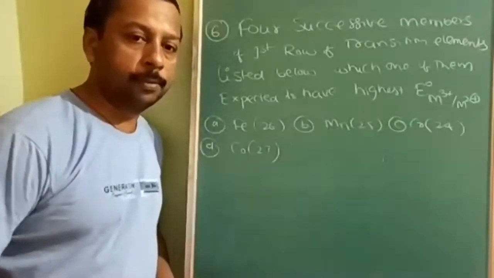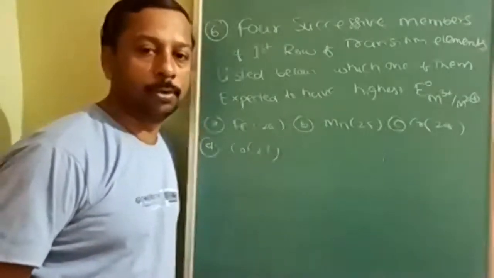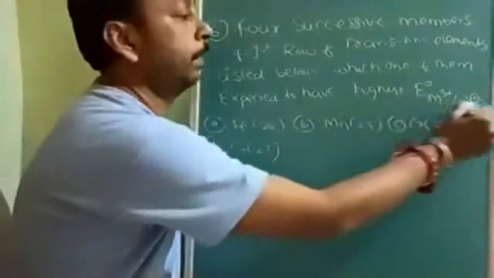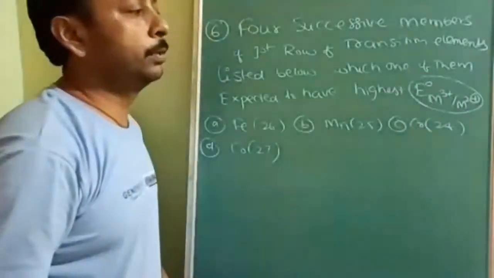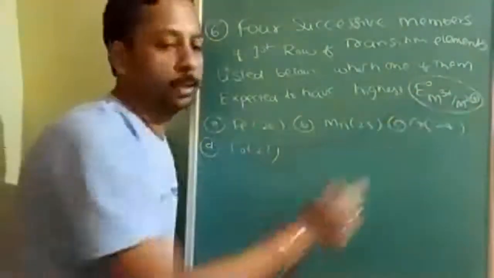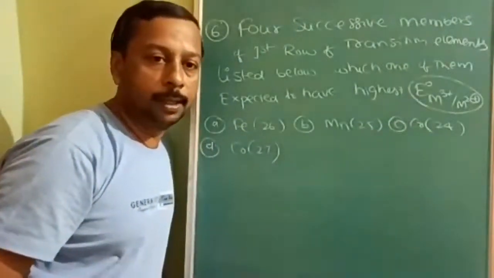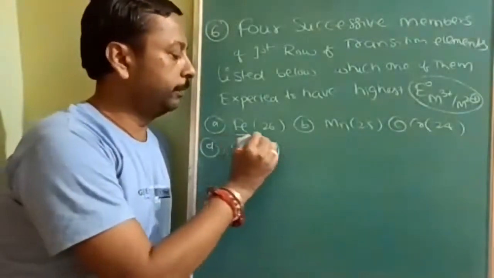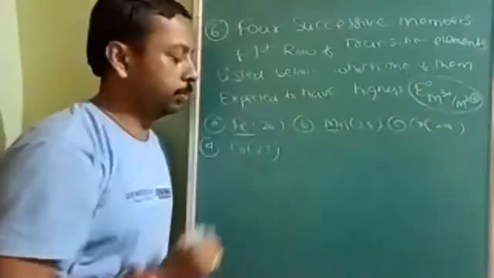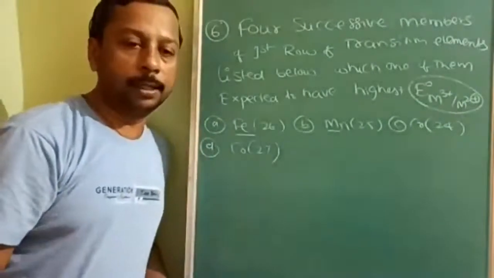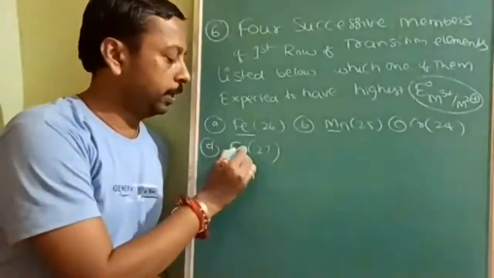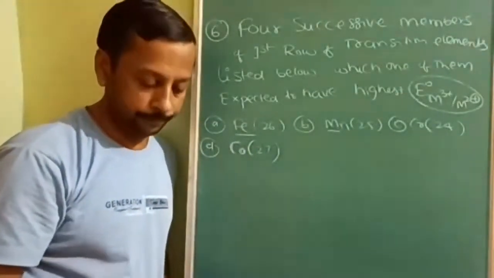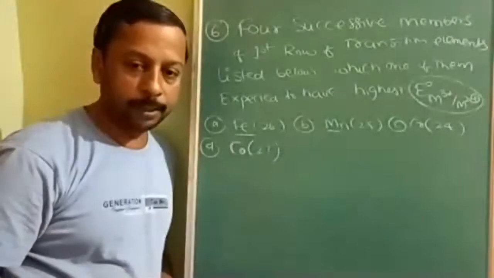Okay, next question. Four successive members of the first row of transition elements, that is the 3d series. Okay. So which will have the highest M3+/M2+ reduction potential? This is an NCERT statement in the d-block elements. The options are Fe, Mn, chromium and cobalt. Which will have the highest? Okay, this is a direct NCERT statement extracted question. You can give it a try.